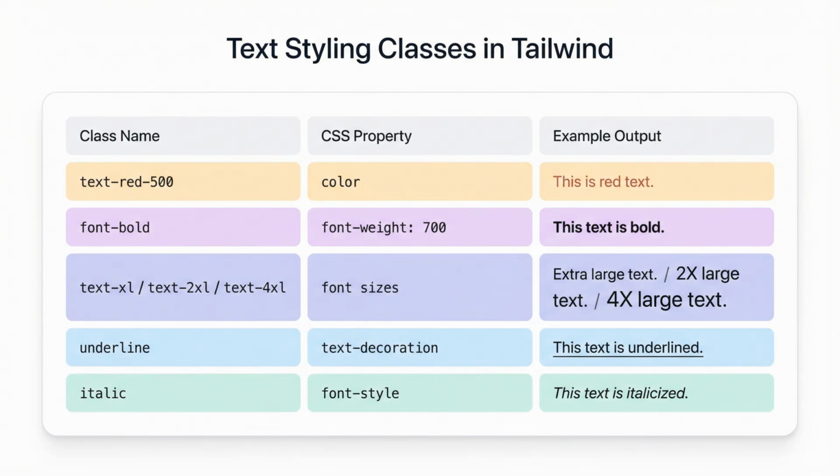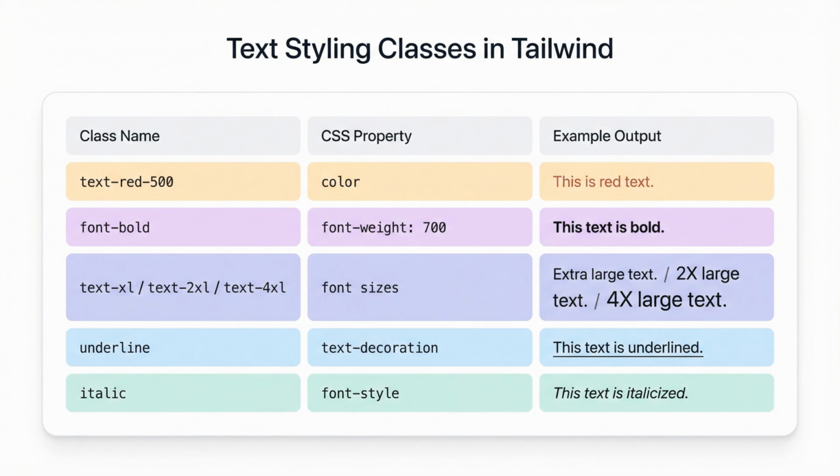Let's look at the most commonly used text styling classes in Tailwind. To set a text color, you use text followed by a color name and a shade number, like text-red-500. For font weight, font-bold makes text bold. For size, classes like text-xl, text-2xl, or text-4xl give you progressively larger text, with text-4xl being roughly 40 pixels. For underline, you literally write the class underline.